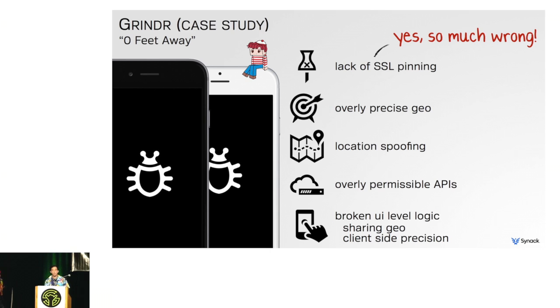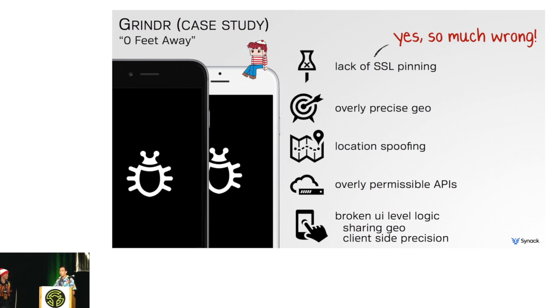So what did the developers do wrong? What could they have done better? There's no SSL pinning at all in the application, so a man-in-the-middle attack is easy enough. Geo is provided with way, way, way too much accuracy, really down to the foot level. Location spoofing to the server was trivial. They didn't do any filtering. And the APIs were overly permissive. Really no authentication, nothing like that. And then all data was filtered on the UI level as well. So basically everything we just talked about.